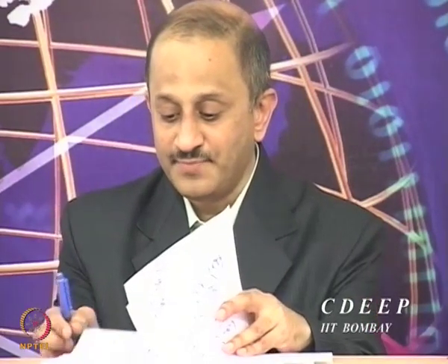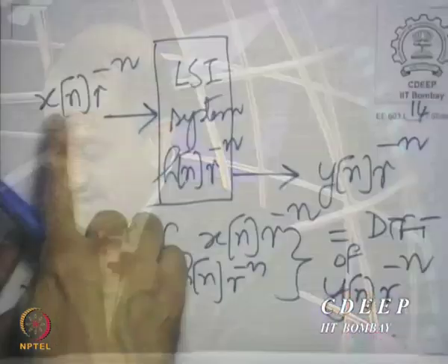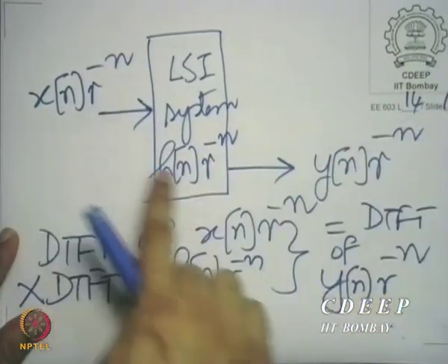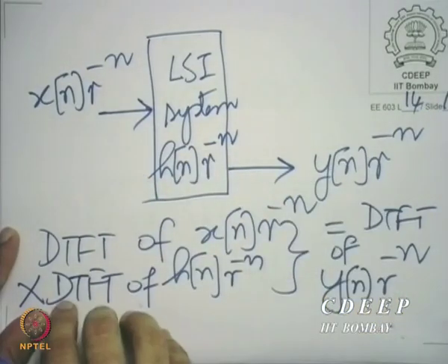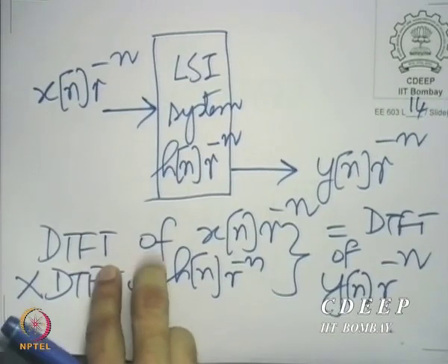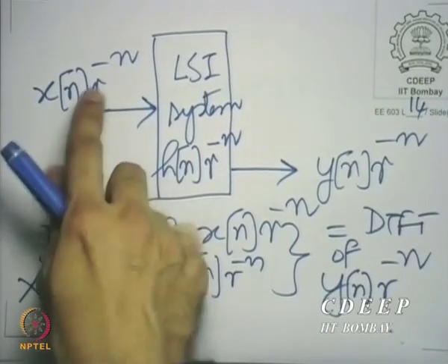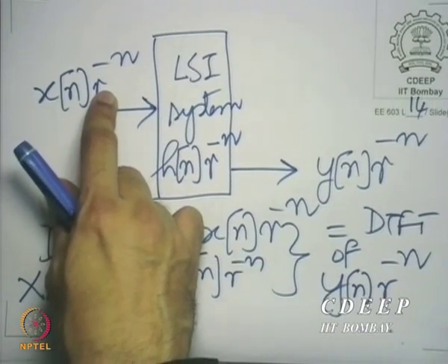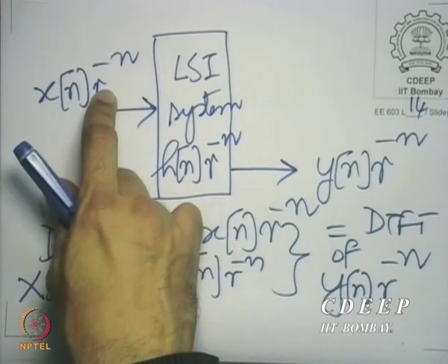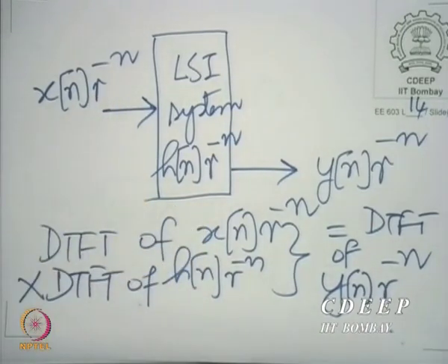What I meant was, here we had x n r raised to the power minus n applied to h n r raised to the power minus n, giving you y n r raised to the power minus n. So, here r could be a quantity less than 1, r could be 3 by 4 in this example, which means it is actually an exponentially growing sequence. So, there is a bit of a license to allow the sequence to grow, but still you can apply the discrete time Fourier transform property.